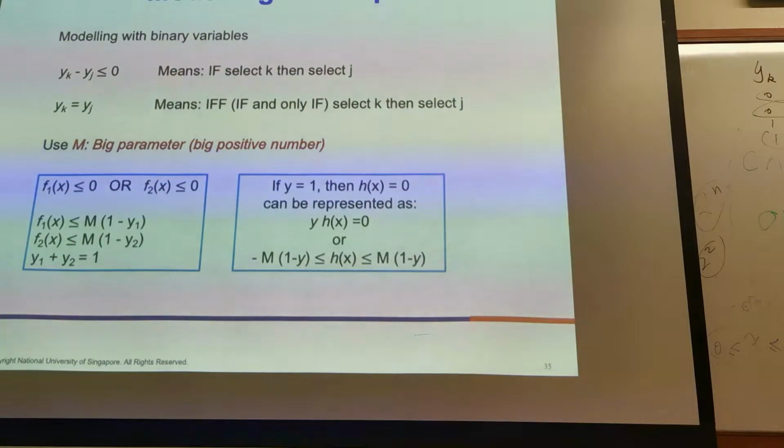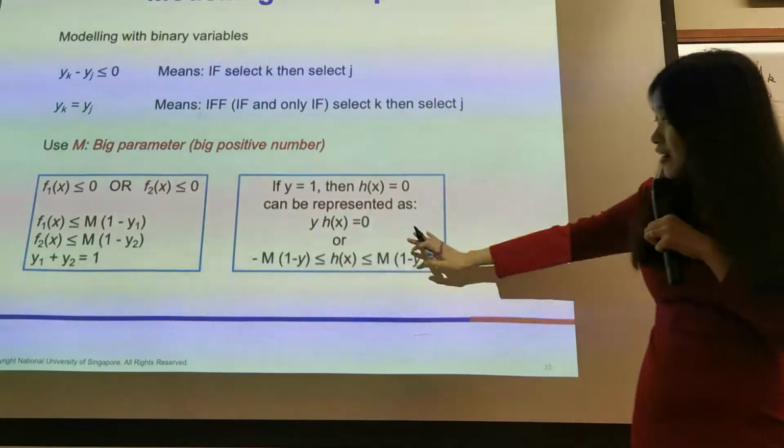But your M is a huge number, as we say. It won't constrain the problem at all. So in this case, it's kind of like non-existing, it's a redundant constraint. So it forms this way.